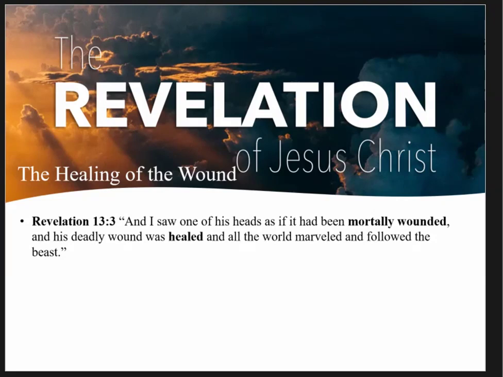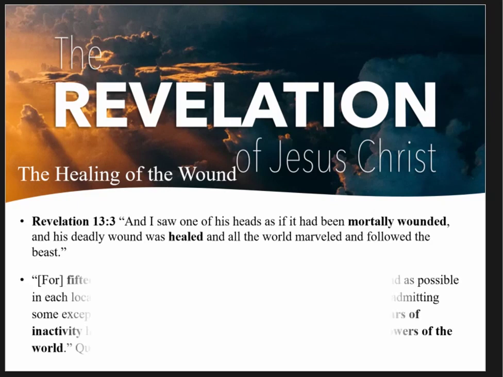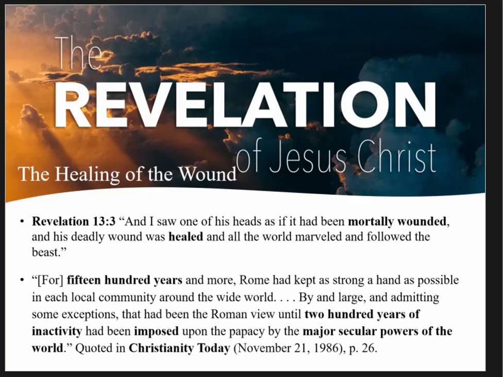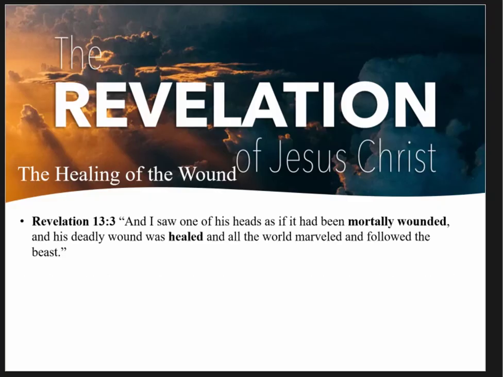Now, if the deadly wound means that the state turned against the papacy, took away the sword from her in 1798, then the healing of the wound must mean that the state will once again give back the power over the sword that she lost on February 12th, 1798. Why hasn't the mortal wound healed yet? Has she got her power back? Does she control the countries today? Not like she did then, right?